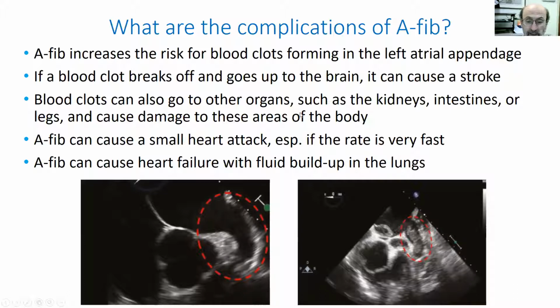And blood clots can also go to other organs such as the kidneys, the intestines, or the legs, and can cause damage to these areas of the body as well. And it turns out that in older adults, atrial fibrillation and resultant blood clots is one of the most common causes of stroke. And we'll talk about treatment, but obviously we'd like to prevent strokes from occurring if at all possible.